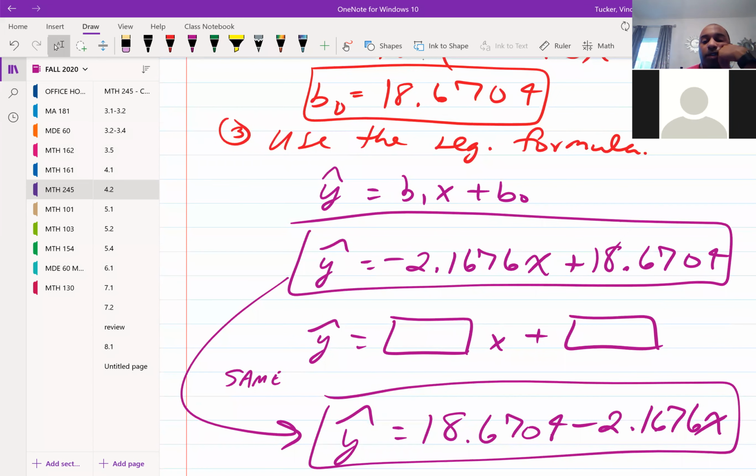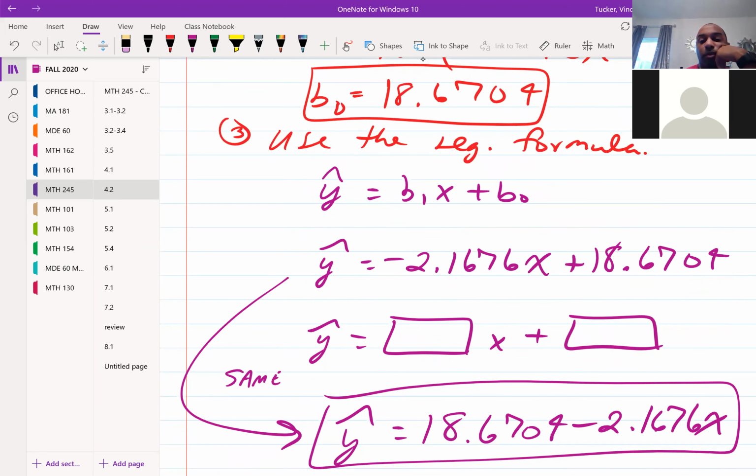And then here, I just emphasize that this is the same thing as this, just that the 18.6704 is first. So as long as your 2.1676 is negative, whether you put it in front or back, it's still the same thing.